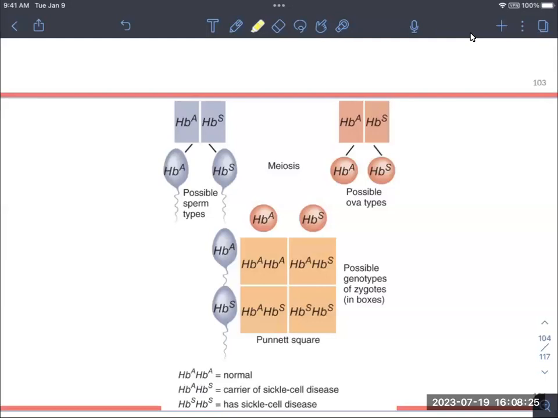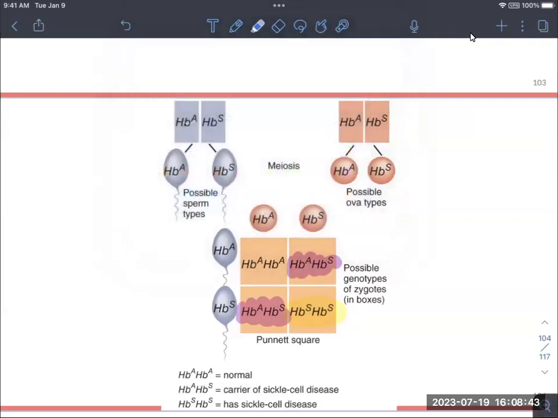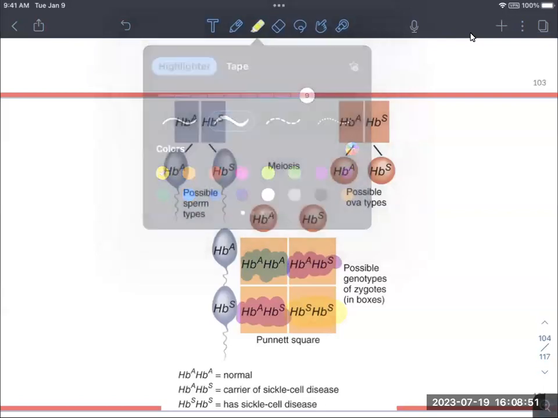We have the possible sperm, we have the possible ova. This bottom box is the people who would have sickle cell. These other two boxes here are carriers. This box, they are neither a carrier nor do they have the trait.